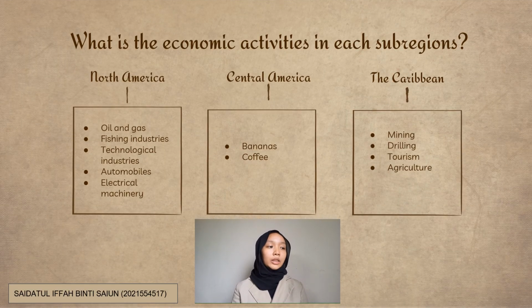Okay, what is the economic activity in each sub-region? Okay, in North America, both Canada and the US have vast amounts of natural resources. Some US states and Canadian provinces are well known for the presence of specific industries. Oil and gas, for example, are exceptionally important industries in the US state of Texas and the Canadian province of Alberta. Fishing is an important industry in the maritime provinces of Canada, and the US state of California is well known for being the home of Silicon Valley, one of the most important centers of technology innovation.